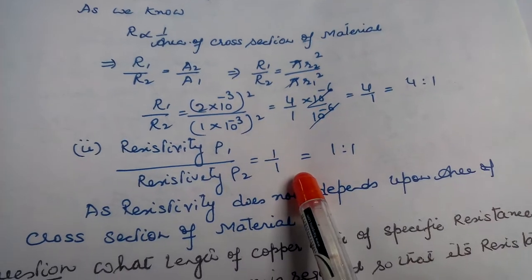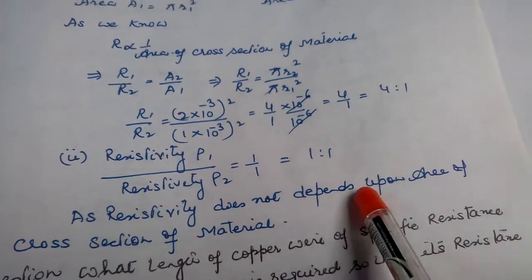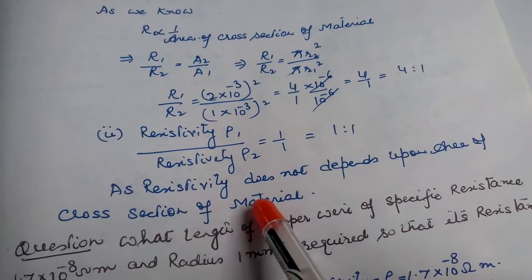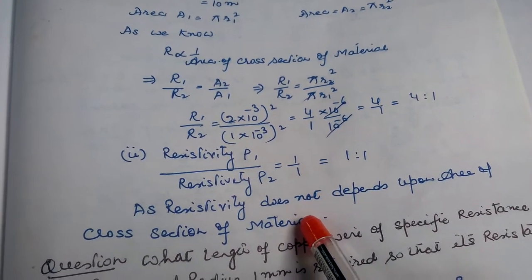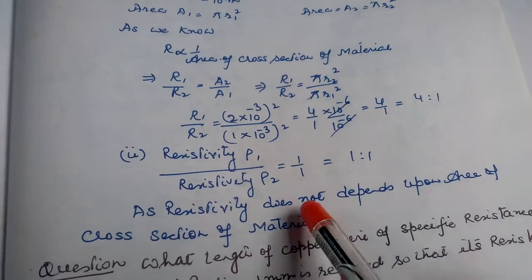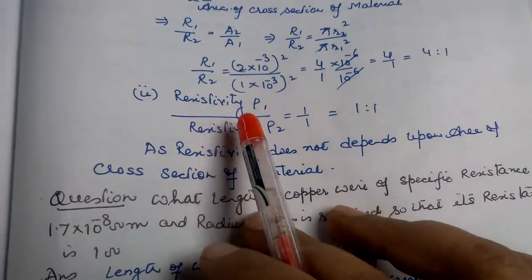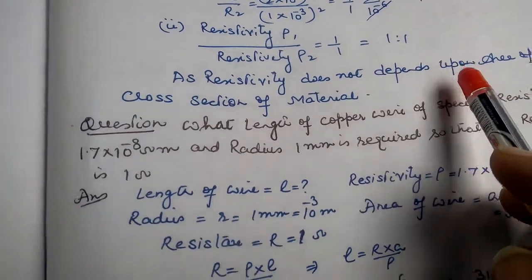I straightway write 1:1 there because resistivity doesn't depend upon the area of cross section of the material. Resistivity depends upon temperature as well as material. Material is the same, temperature is also the same, so resistivity here is 1:1.